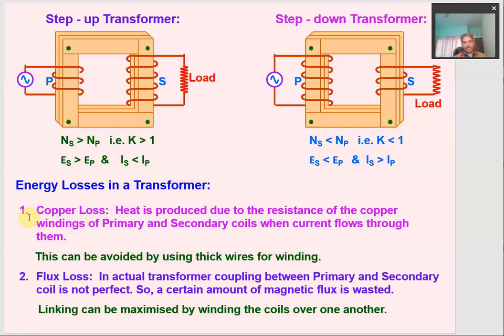Whenever current is flowing in the wire of the primary coil, some heat is produced due to the resistance of the wire, which is used for the primary coil and for the secondary coil, due to which some energy is lost in terms of the heat produced. Even copper, which is a good conductor of electricity, still possesses some resistance, due to which some energy is lost in the form of heat. This can be avoided by using thick wires for winding, because thick wire will have less resistance.